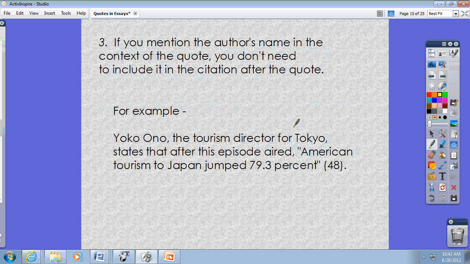Lastly, one thing I did want to point out, if you mention the author's name in the context of the quote, you don't need to include it in the citation after the quote. What does that mean? If we're getting a quote from Yoko Ono, we don't need to worry about putting her last name here before the 48 in parentheses, right? Because we've already given her credit in the context of the quote, in the setup to the quote.